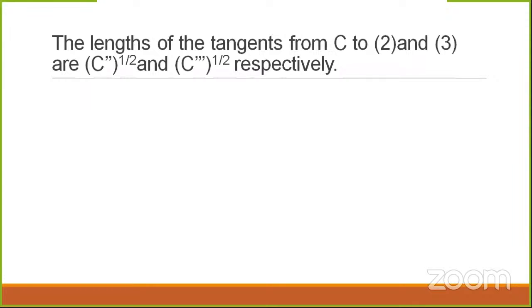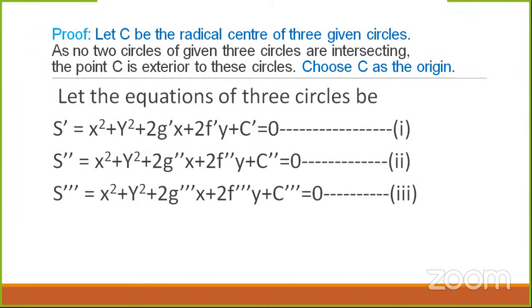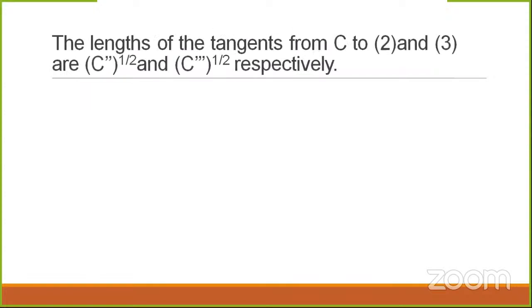We shall find the length of the tangent from C to 2 and 3. What is the length of the tangent? Root of h double 1. Because writing root here is difficult, I have taken this as power 1 by 2, children. Power 1 by 2 and root are one and the same. The length of the tangent from the center to circle 2 is root c double dash.